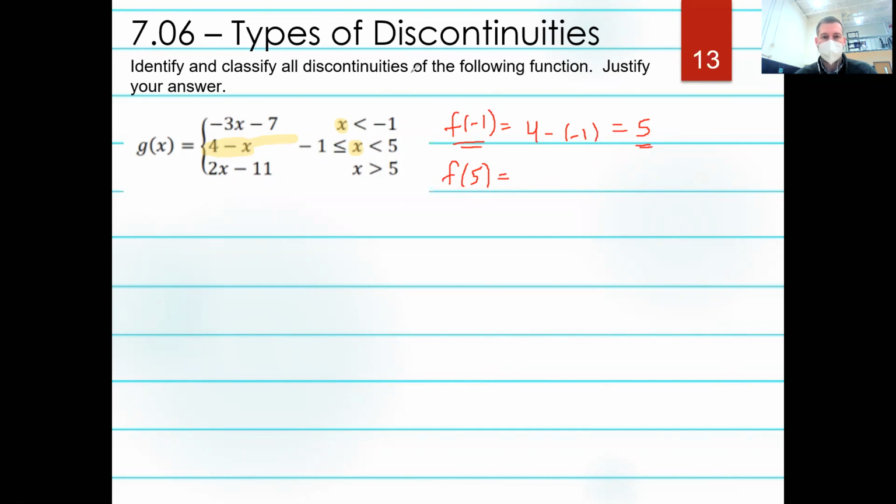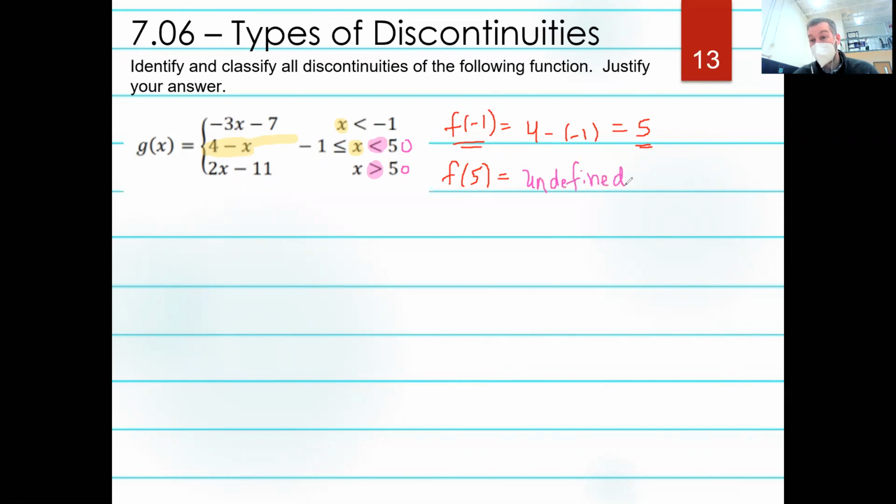Now let's find f of 5. Let's highlight this in pink. We have to figure out what we would plug 5 into. This middle function is used between -1 and 5, but not including 5, just less than 5. 5 is not less than 5. 2x minus 11 is used only when we're greater than 5. So we don't include 5 there or there. So what we have here is basically 2 open circles at 5. That tells us that f of 5 is undefined.